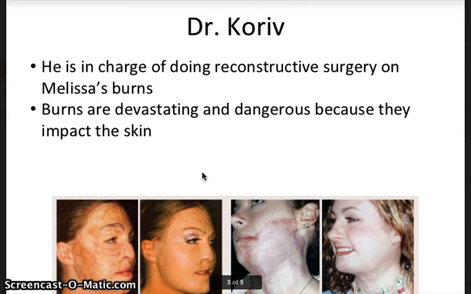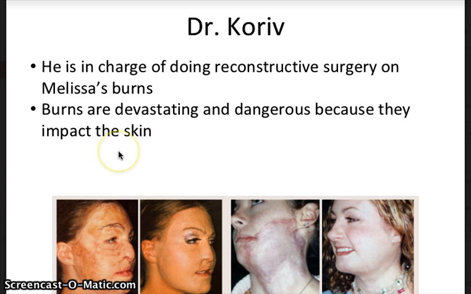So back to our story here. Dr. Kriv was a reconstructive surgeon. He's still in charge of the hospital, but he went back into his old duties to treat Melissa since she was such a high profile patient. He has to start doing reconstructive surgery on Melissa's burns. In order to do that, he has to know a lot about the skin and its makeup. And we'll talk about burns a little bit in the next section.